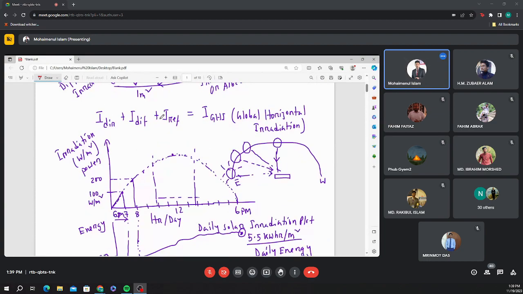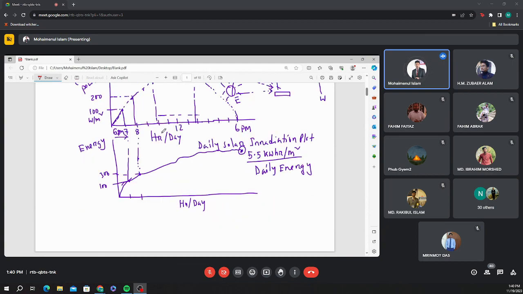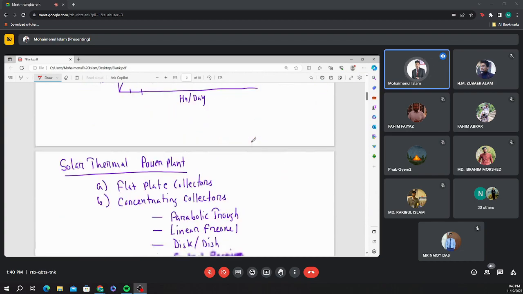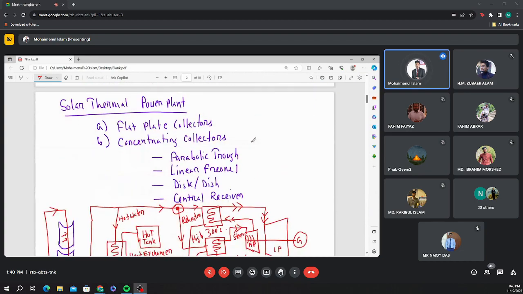And the irradiation varies hourly, so you can get the maximum irradiation if you consider a cloud-free day, then it should be at 12 o'clock. You can get the maximum power from the sun. And also you can get the cumulative energy if you consider it hour based. If you multiply the hour with the power, you will get the energy, which is called kilowatt hour per meter square, which is daily energy. And the solar thermal power plant has flat plate collectors, also concentrating collectors.